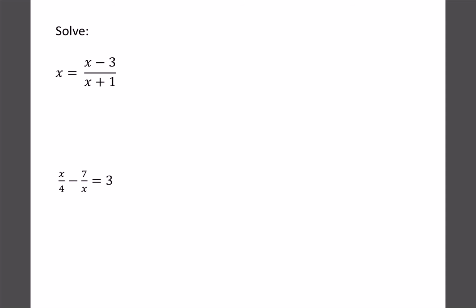So let's go through a few examples. The first one here, we can see we have just an x, but we could write that as x over 1. Now you can see our common denominator would be x plus 1. So we just need to times.